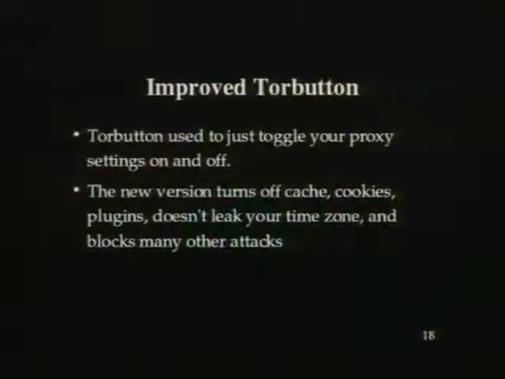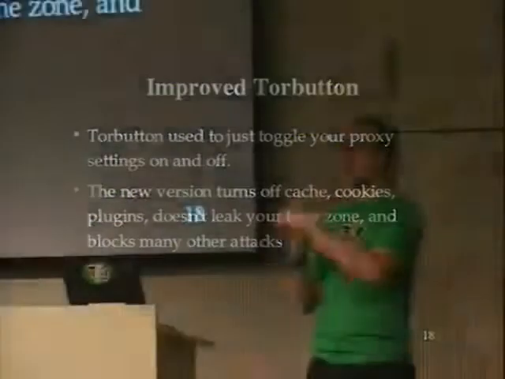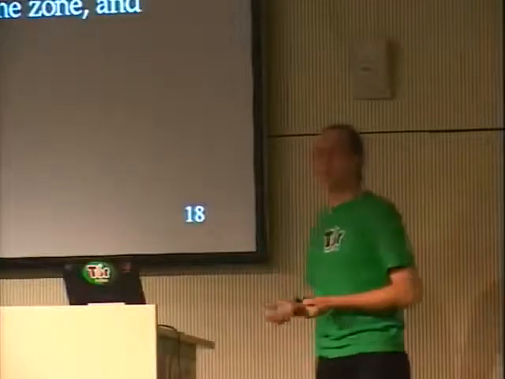Okay, so we've also got an improved Tor button. Probably most of you know Tor button as that little thing in the bottom of your Firefox that says Tor enabled, Tor disabled. The development version has a whole lot more features. It's got, I want to turn off my cache, my cookies, I don't want to leak my time zone when somebody sends me JavaScript that tries to learn that. There are like 30 different attacks.